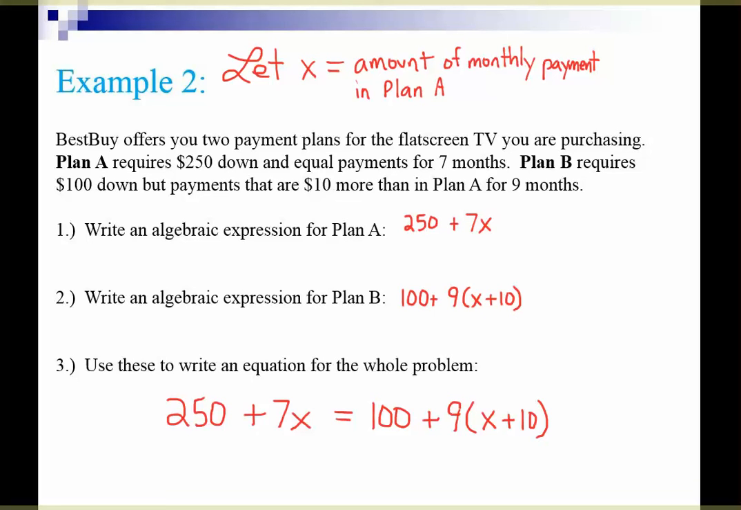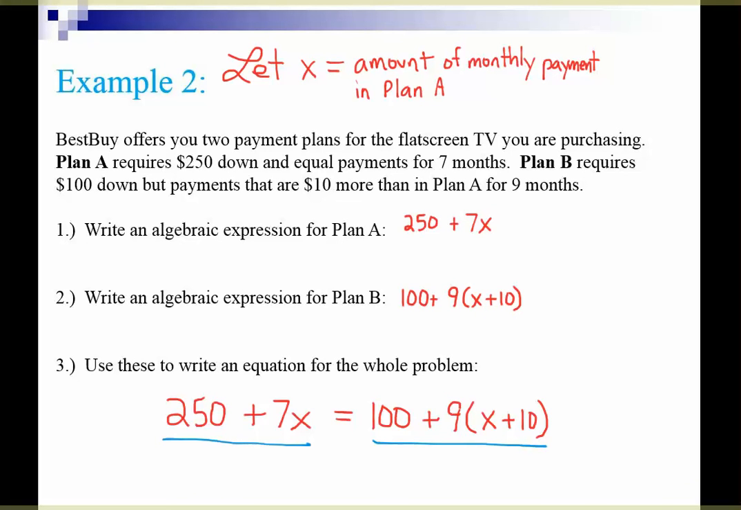The only thing that's different here is time. Plan A is going to happen in 7 months, and Plan B is going to happen over 9 months. And the other thing that's different is how much we're paying per month. In Plan A, it's X. In Plan B, it's X plus 10. But the cost of the TV will actually be the same. So that's why we can do an equation with variables on both sides. This cost here will be equal to this cost here. We'll just have to work backwards to figure out what that X stands for. Remember, X is the amount of monthly payment in Plan A.